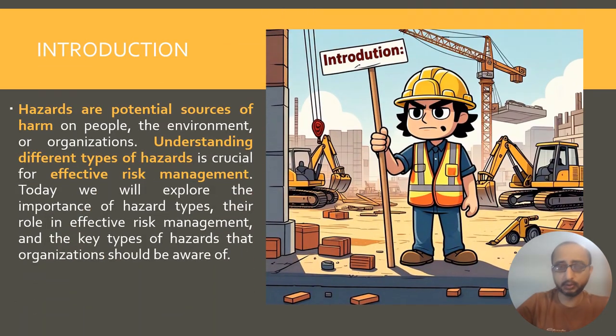Introduction to today's topic. We know that hazards are potential sources of harm that can harm our people, business, environment, and society. So it is very important to have a good, effective risk management process or system in place, so we can ensure the safety of our workplace. For that, a good understanding of hazards, their types and their role in effective risk management is a very important aspect. So today we will learn that.